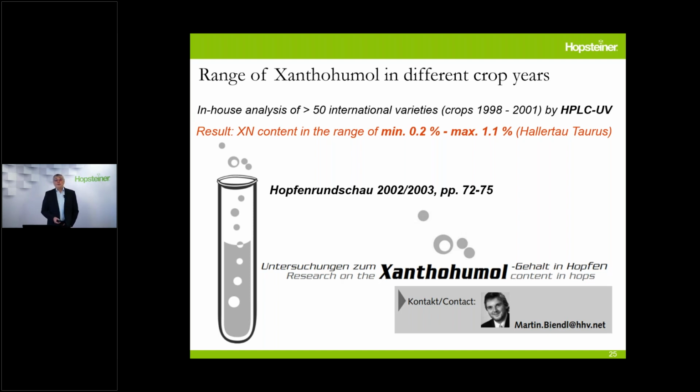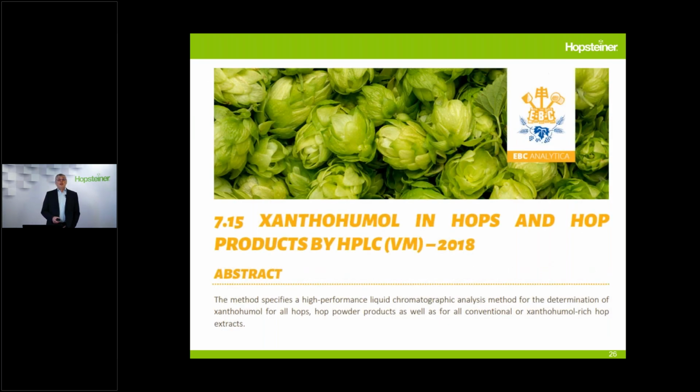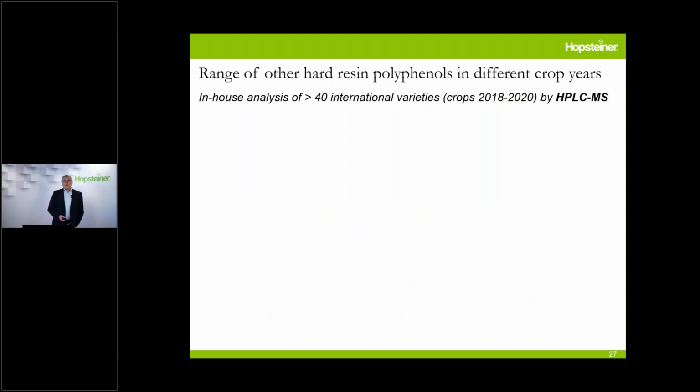So this is me 20 years ago, a younger guy than today. And this HPLC method that we used in this study is nowadays also an EBC method, published in 2018. So what is the range of other hard resin polyphenols in different crop years? And this is now a very recent study. We did in-house analysis of more than 40 international varieties, crops 2018, 2019, and crop 2020 is also included already.